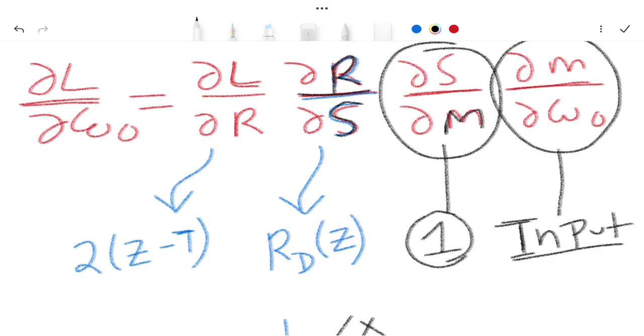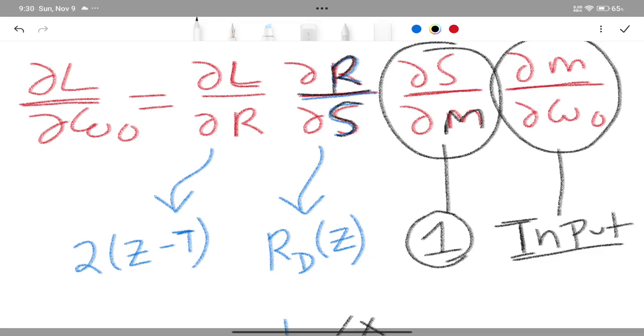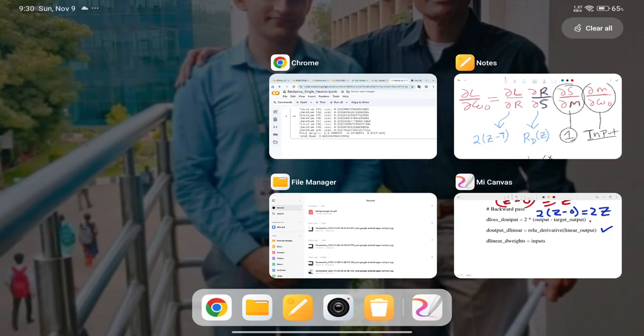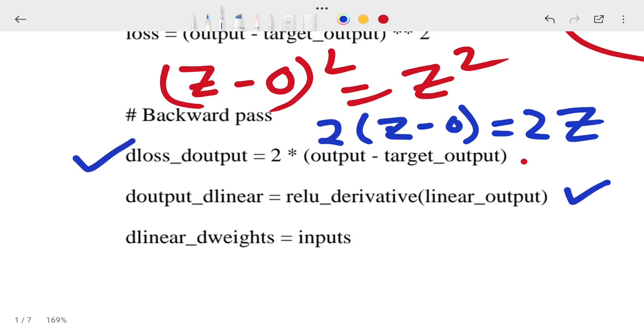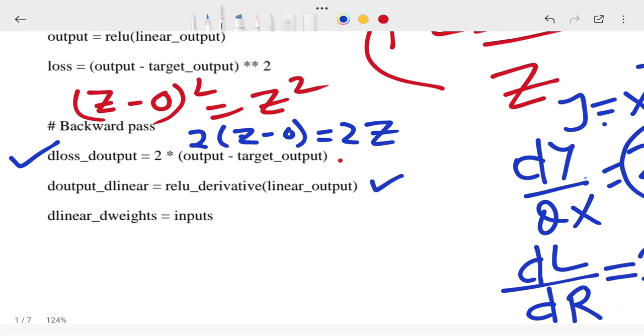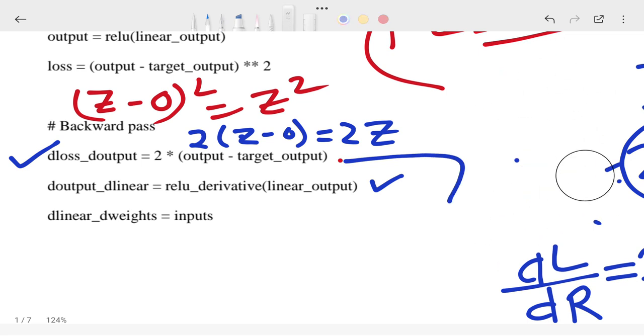Now what is this? Now listen here. So at first dl upon dr is equal to 2z minus t. Okay, 2z minus t, same I have written here. So my this is this one, 2z minus t, what we explained, I will show here.